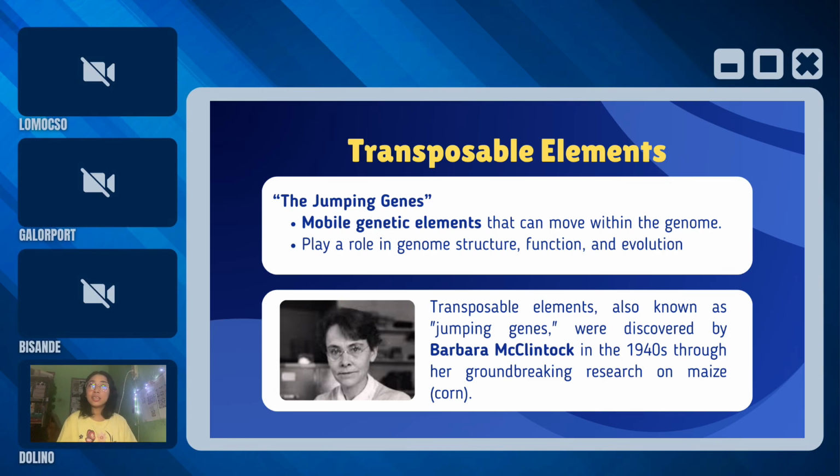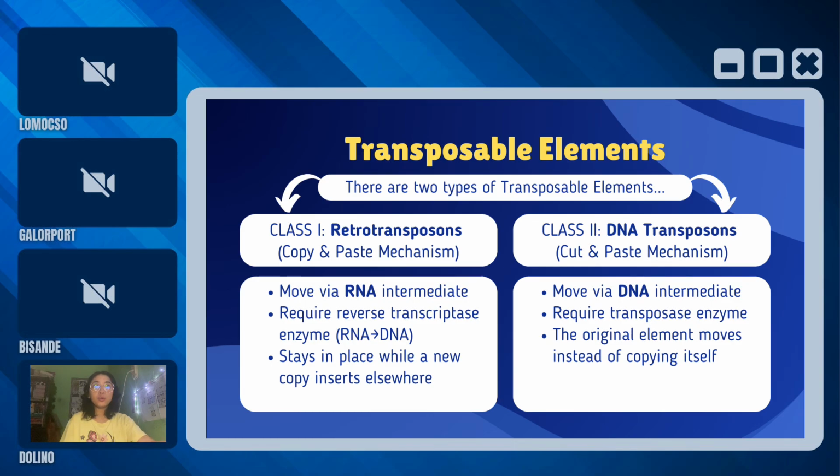Barbara McClintock in the 1940s discovered transposable elements through her corn research. Normally, corns are solid colored, usually yellow. When she observed the spotted color variation, she hypothesized that there may be genetic rearrangements, which led her to discovering transposable elements. Transposable elements have two types.